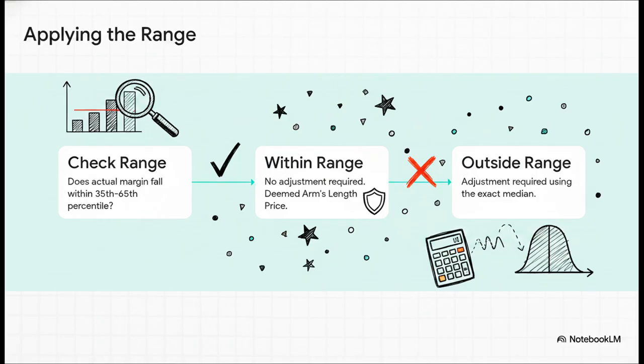But step 3, if it falls outside this range, let's say it's way lower than the 35th percentile, an adjustment is legally warranted, and you don't just bump it to the 35th. The new arm's length price has to be mathematically recomputed using the exact median of your dataset.